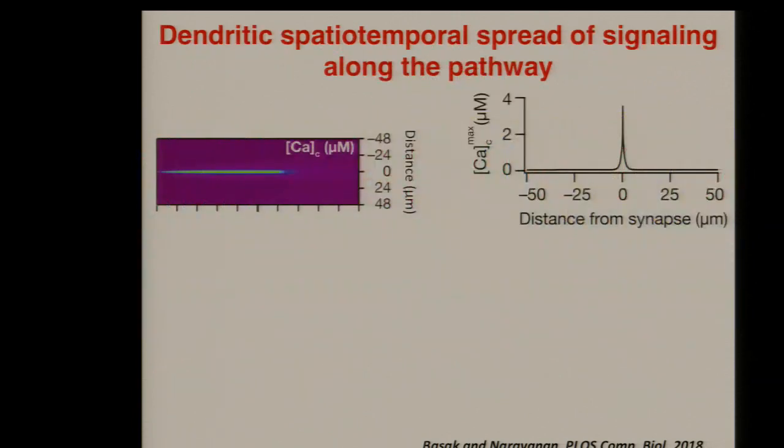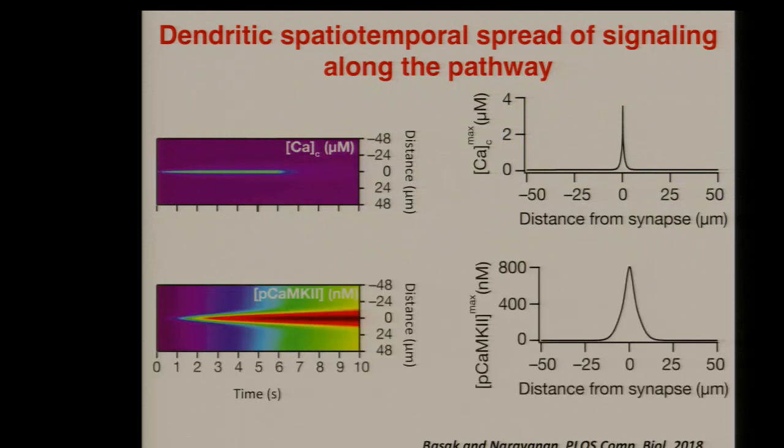So this is the calcium spread, and this is like 50 microns on each side, and you can see that at this point it's like 3 or 4 micromolar, but it falls pretty sharply. So this is a kymograph again, and you see that it's very, very localized to the central part. But if you look at the spread of the phosphorylated CAMK2, you see that that is much wider than what you see over here, because of how the on and off mechanisms work with that.